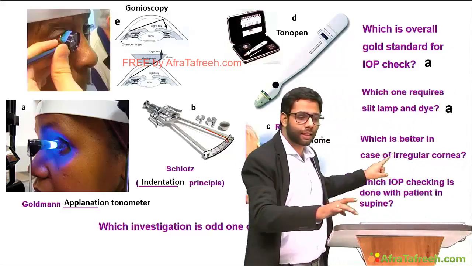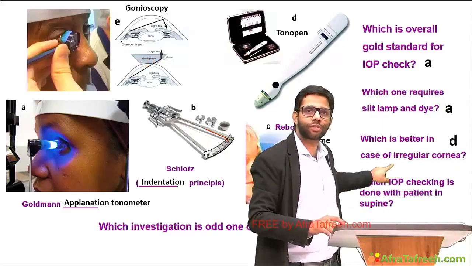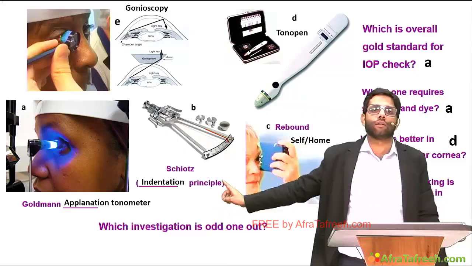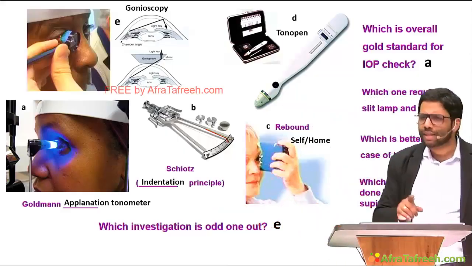Which is better in irregular cornea or corneal opacities? Tonopen. Which is checked in supine position? Shorts. Odd one out? Gonioscopy. Example of a direct gonioscope?